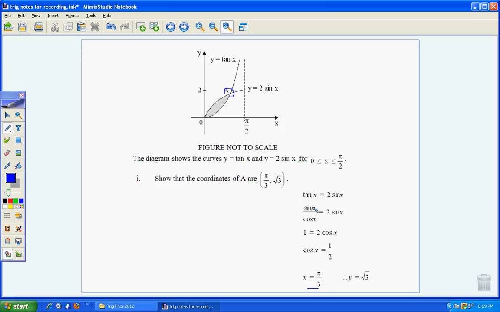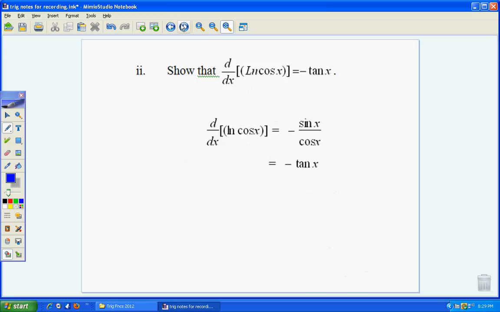If that's the case, sub pi on 3 into either of those equations, you get root 3. So there's our point of intersection. And seeing that shaded area, you might be thinking, well, we want to find some area. Firstly, though, we want to find the derivative of natural log of cos of x and show that it's equal to minus tan of x.